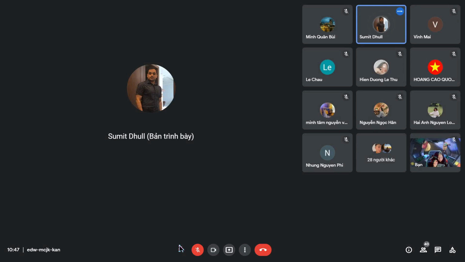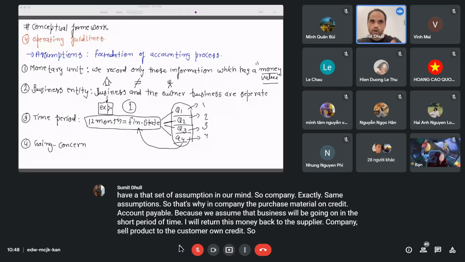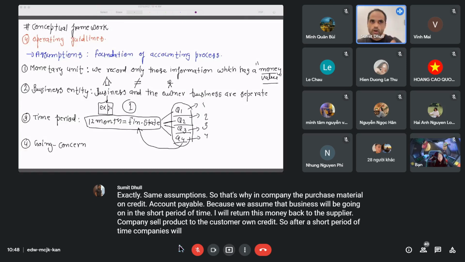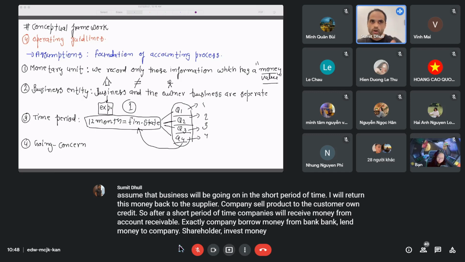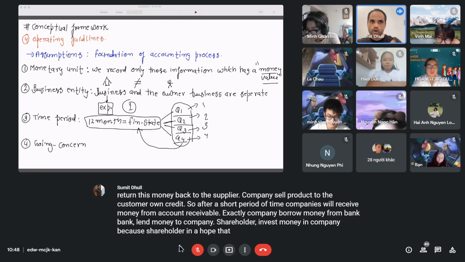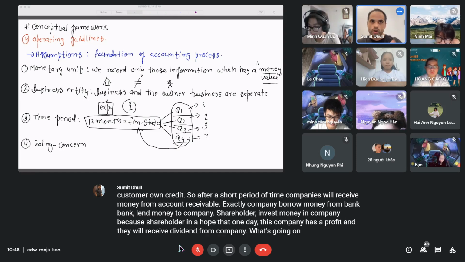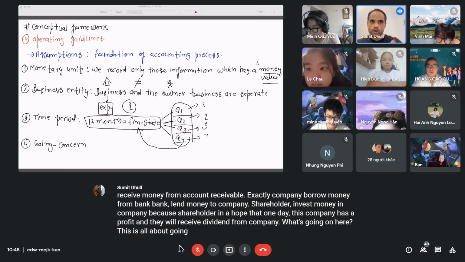So that's why in company we purchase material on credit, account payable, because we assume we will pay the money back to the supplier. Company sells product to the customer on credit, so after a short period of time, company will receive money from account receivable. Exactly, company borrows money from bank, bank lends money to company, shareholders invest money in company, because shareholders hope that one day this company has a profit and they will receive dividend from company. What's going on here? This is all about going concern assumption.